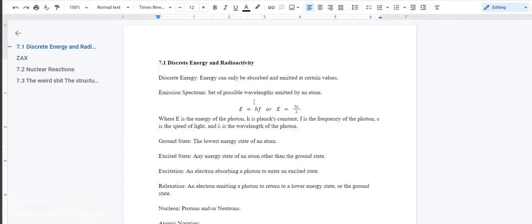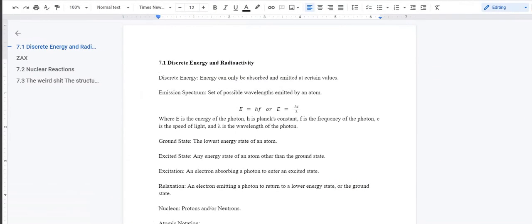So to start it all off, with the discrete energy and the emission spectrums. I'm just gonna explain the basics with the whiteboard first because I find it a lot easier to go with it that way. So for this, let's take an example of a hydrogen atom. So we know a hydrogen atom has a proton and an electron.